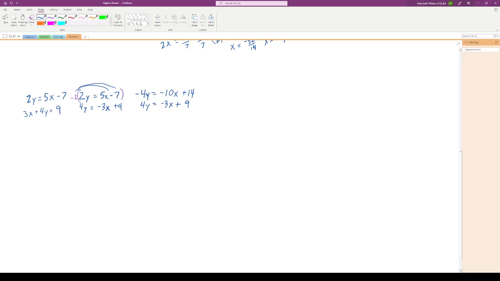What that means is I can just add these two equations together, kind of like old school addition, and do negative 4y plus 4y equals 0. That's going to be equal to negative 10x plus negative 3x. That's negative 13x. And then 14 plus 9 is 23.